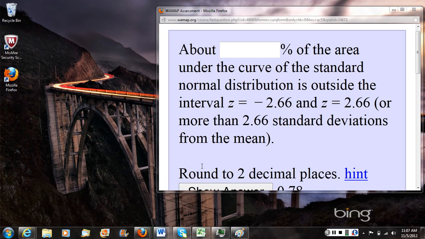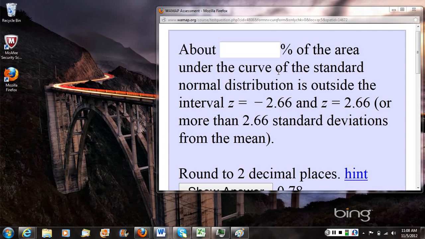Here's the problem from Chapter 3 we're going to be looking at. We're going to calculate a percent of the area under the curve of the standard normal distribution that's outside the interval z equals negative 2.66 and z equals 2.66. In other words, we're looking for the area that's more than 2.66 standard deviations from the mean.